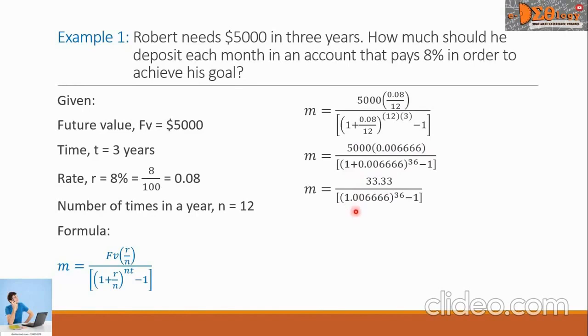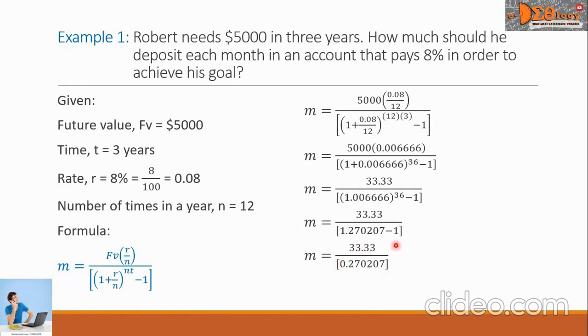So we have 1.006666 that is raised to 36. And that minus 1, we will simply copy. We can get the simplified value of this decimal raised to 36, and the answer is 1.270207. And if we subtract this by 1, this whole number 1 here will disappear, and only a pure decimal will come at the bottom in the denominator.